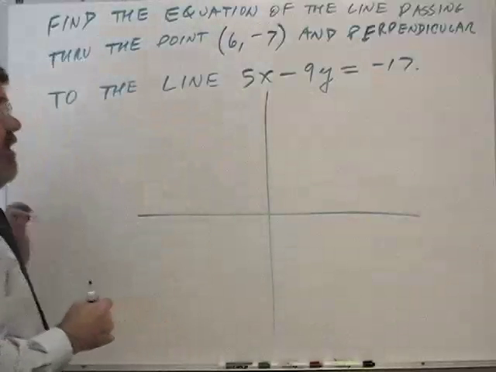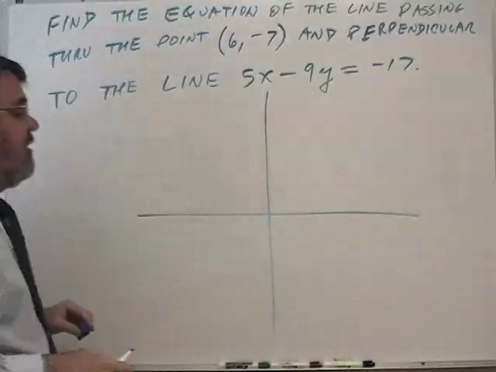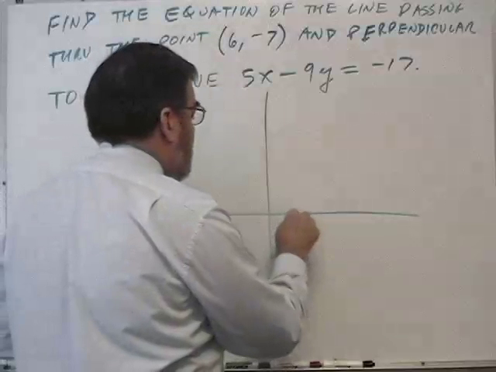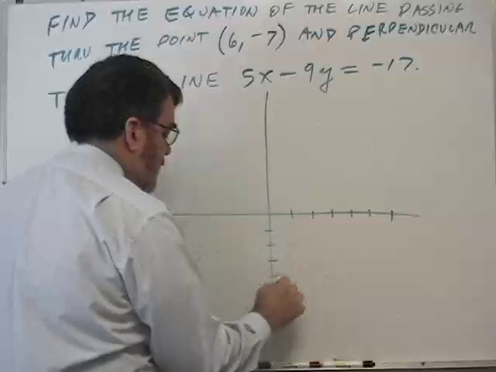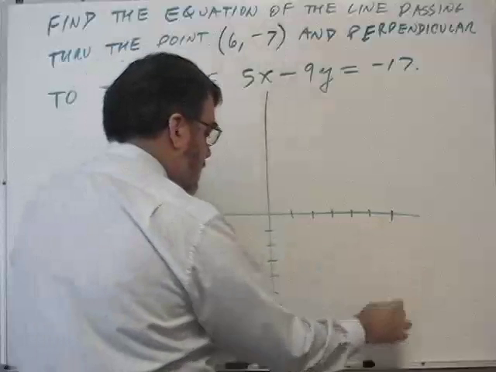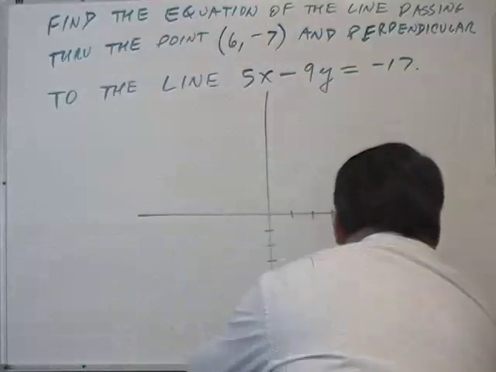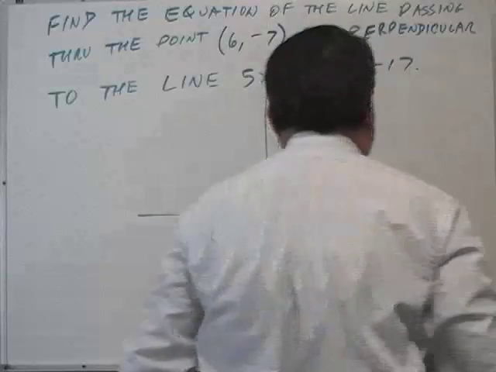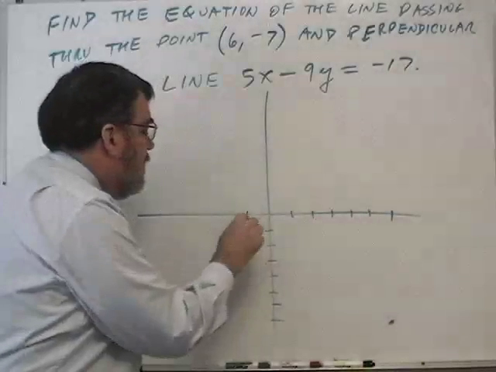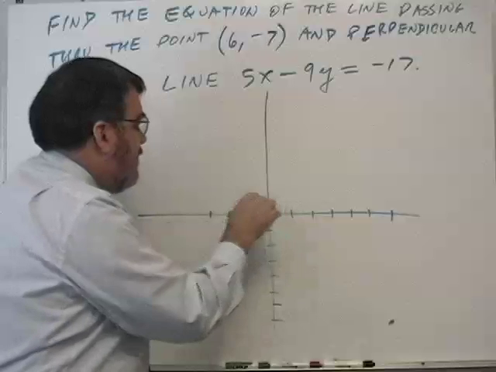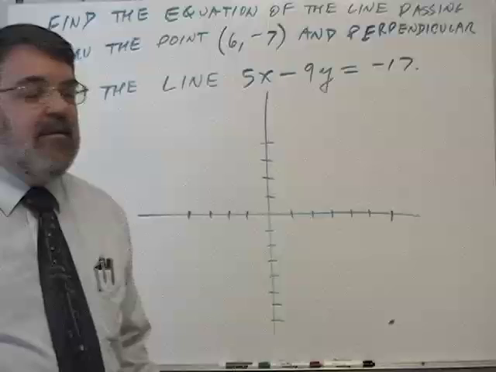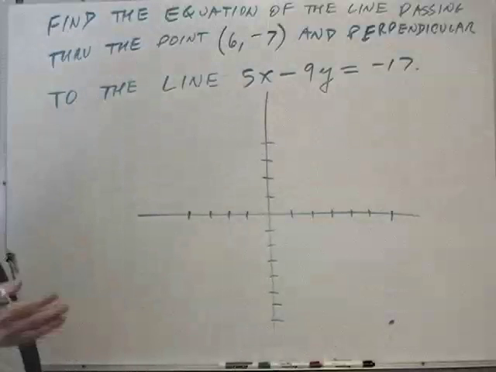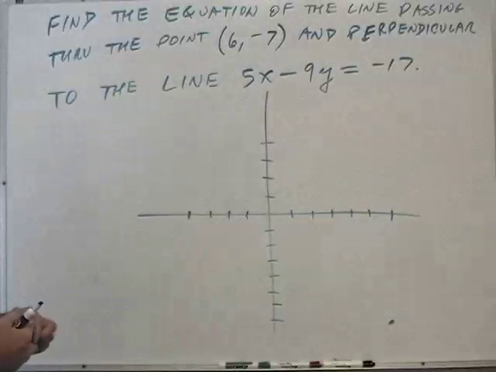So first of all, let me see. We have a point (6, -7). 2, 3, 4, 5, 6. 4, 5, 6, 7. So it's down about here, okay? And I'm not going to worry too much about quality on this graph because it's just a sketch. It's not part of my final answer that I'm supposed to be presenting.